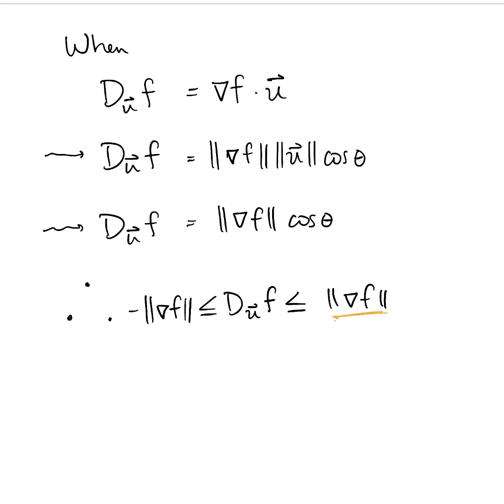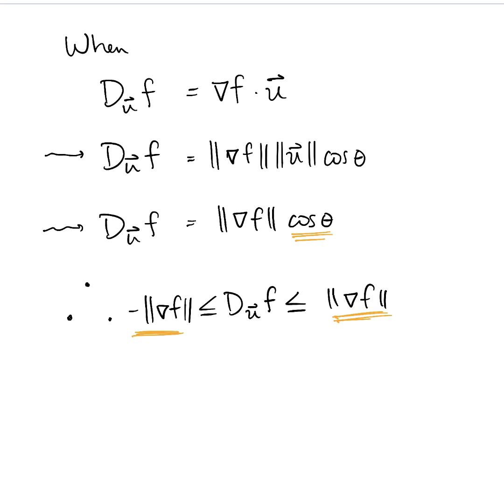And that would only happen if cos theta was 1, meaning theta was 0, meaning you were walking in the direction of the gradient. And the only way you could be going downhill as steeply as possible at slope negative magnitude of the gradient is if cos theta came out to -1, making theta equal to pi, meaning you were walking in the exact opposite direction. 180 degrees from steepest uphill is steepest downhill.